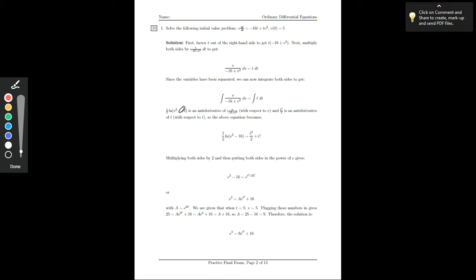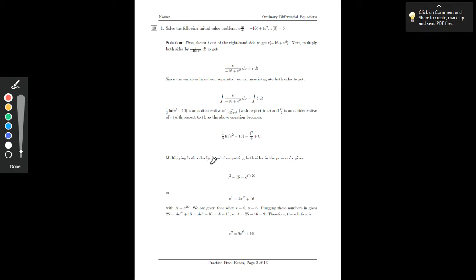1/2 ln of v squared minus 16 is an antiderivative of v over negative 16 plus v squared with respect to v. t squared over 2, we've seen this a bunch of times, is an antiderivative of t with respect to t. So we replace this integral with the antiderivative, 1/2 ln of v squared minus 16. We replace this integral with the antiderivative t squared over 2 plus c.